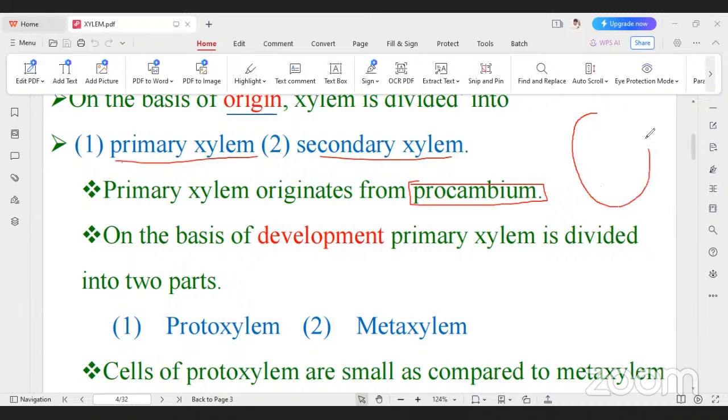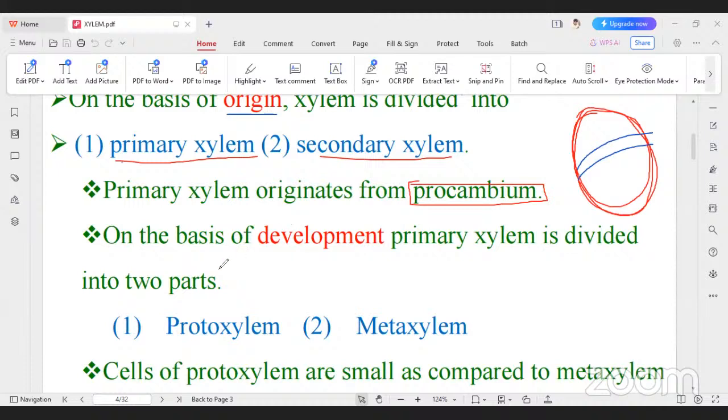If you take the vascular bundle, are you able to see the marker diagram? Yes, sir. Let me change the color. The blue color is procambium. This is actually the initial stage, formed before secondary growth. From the procambium, the primary xylem develops, right?